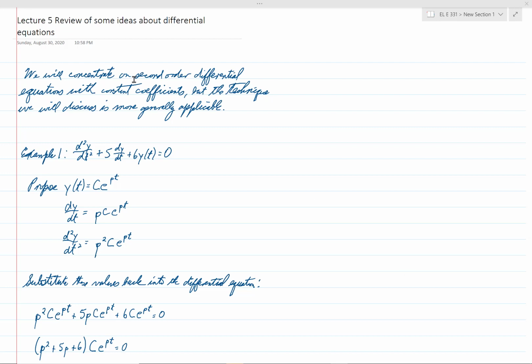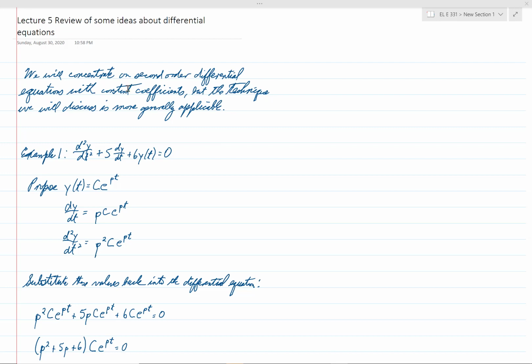In this lecture, we will be reviewing some ideas about differential equations. Now, in this lecture, we're going to concentrate on second-order differential equations with constant coefficients. But the technique we will discuss is more generally applicable.